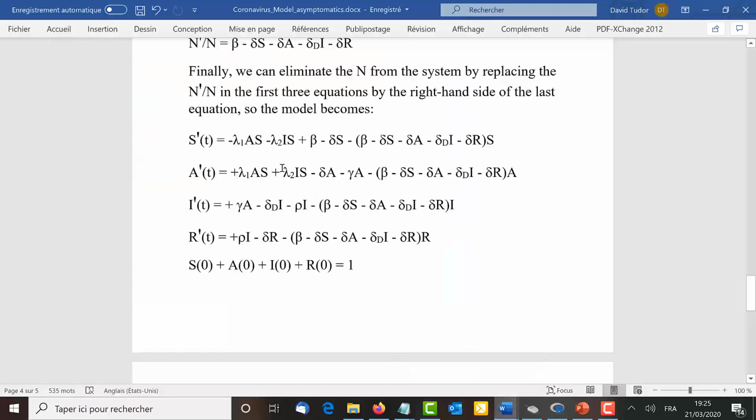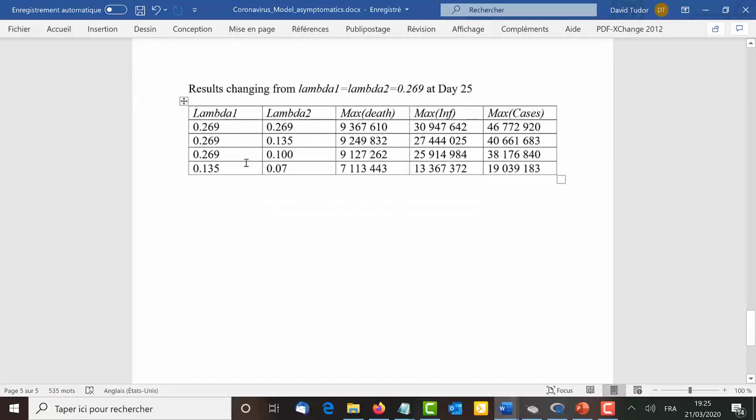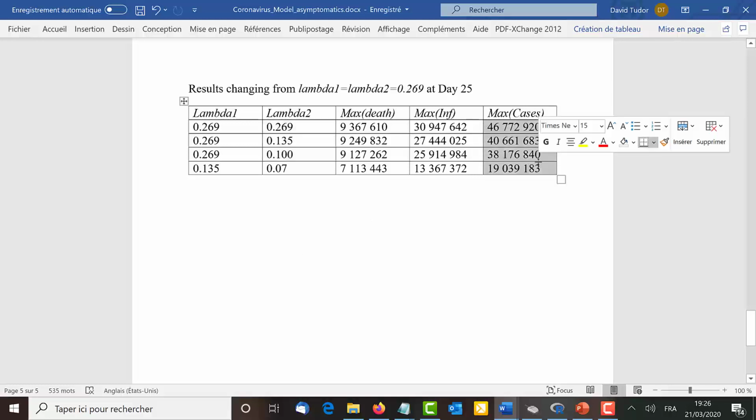I ran this several times, and here are the results of changing lambda from 0.269 at day 25. Here in the first three runs, I left my lambda 1 at 0.269, so I don't detect my asymptomatic cases, and I try at day 25 to reduce my symptomatic patients. I start preventing them from circulating, and notice that I don't really reduce the number of cases that much. I mean, I do reduce the number of cases, but my reduction in number of deaths is minimal.